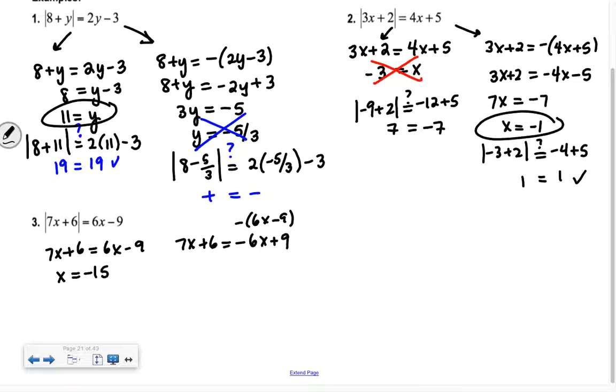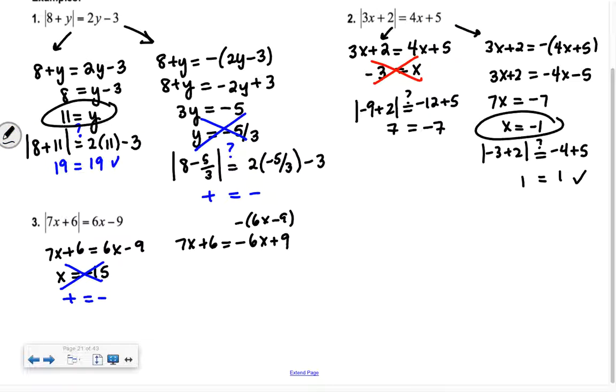So as I walked around, I saw a lot of you guys cross this one out. Okay, you guys agree? If you plug in negative 15 right here, 6 times negative 15 is a negative number, and subtracting 9 makes it even more negative. So it can't possibly be equal to a negative, so that one's out.